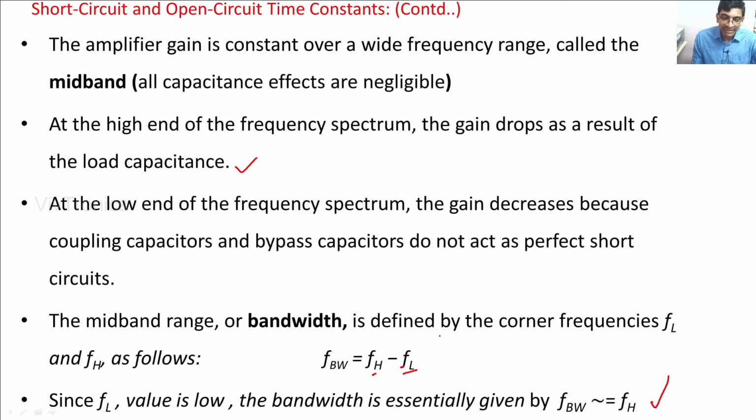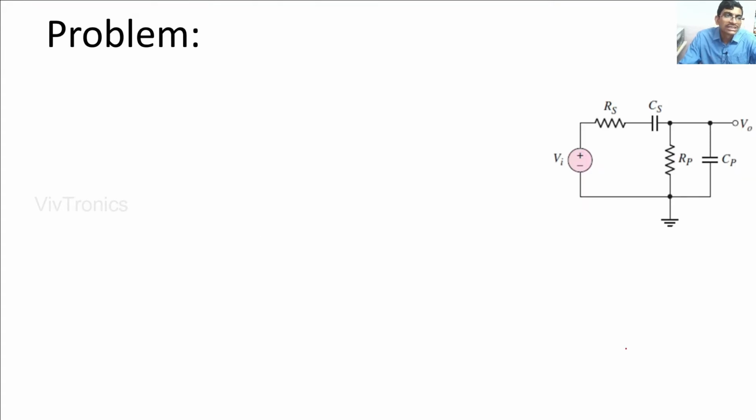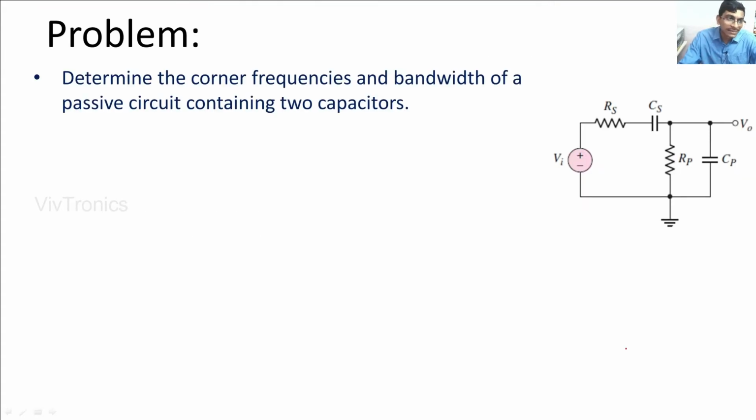If FL is not a negligible value, then we can treat the bandwidth as equal to FH minus FL. If FL is negligible, we can take the bandwidth as equal to FH only, which is the higher cutoff frequency. This is about the short circuit and open circuit time constant topic. Now we are going to see one problem regarding the same.